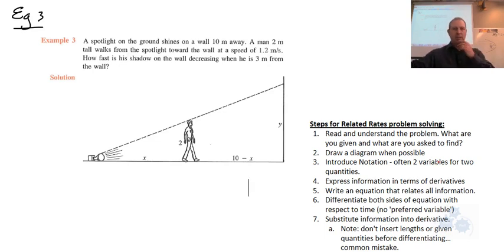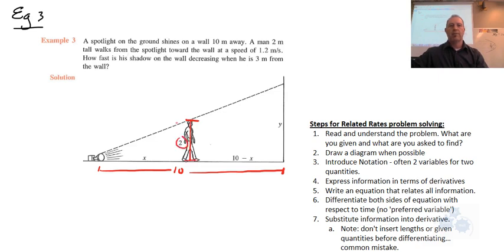So this example 3 says this: a spotlight on the ground shines on a wall that's 10 meters away. So this right here, it's not shown in the picture, but that's 10 meters away. A man 2 meters tall, so this height right here is 2 meters, walks from the spotlight towards the wall at a speed of 1.2 meters per second.